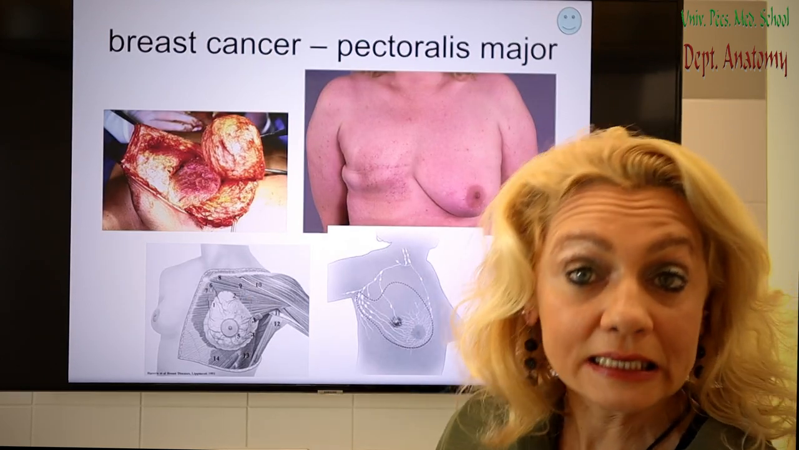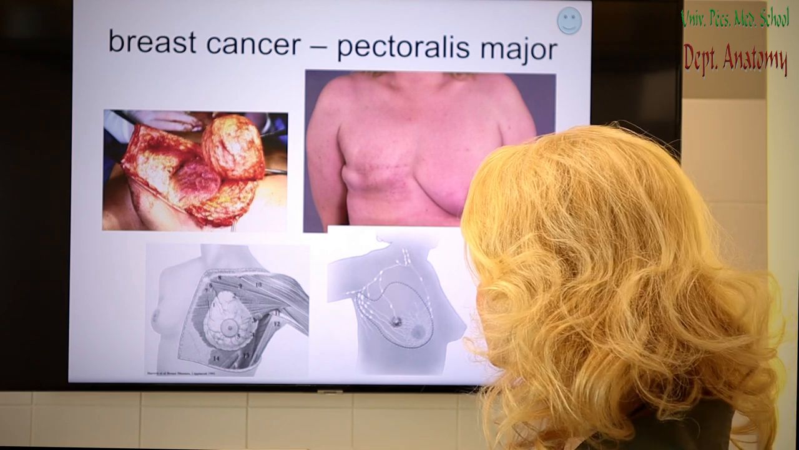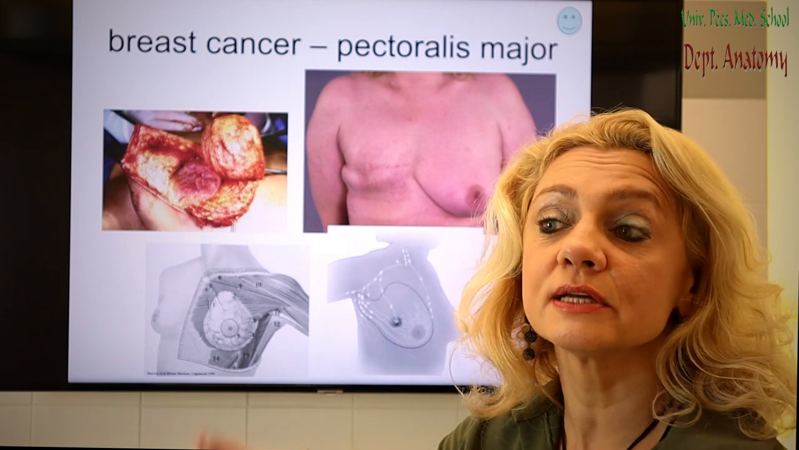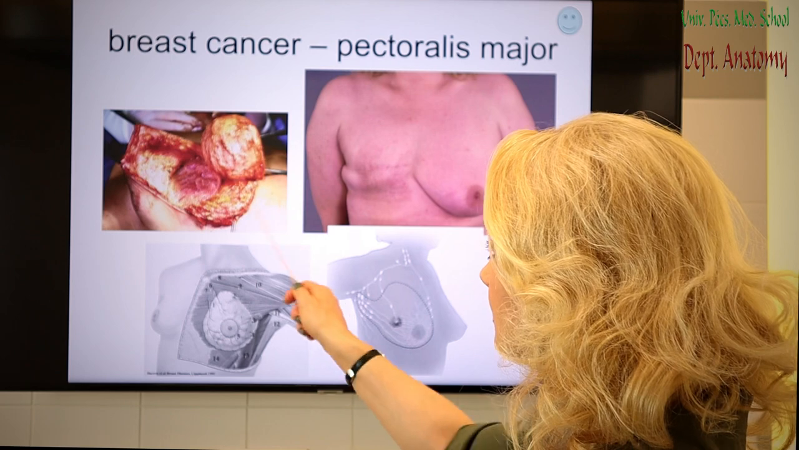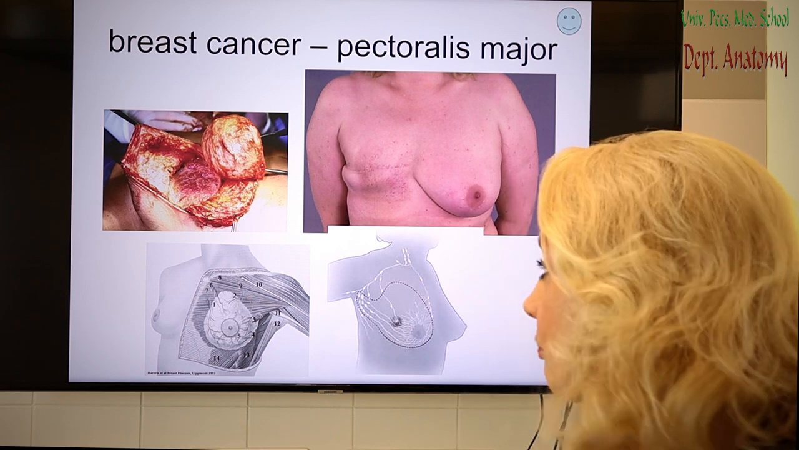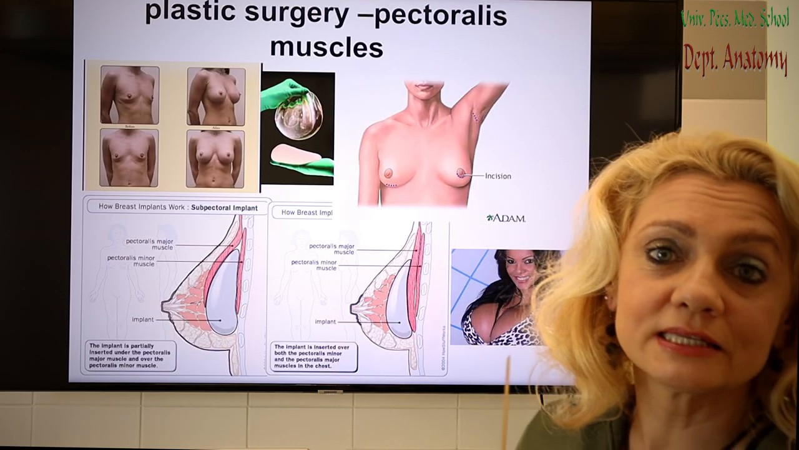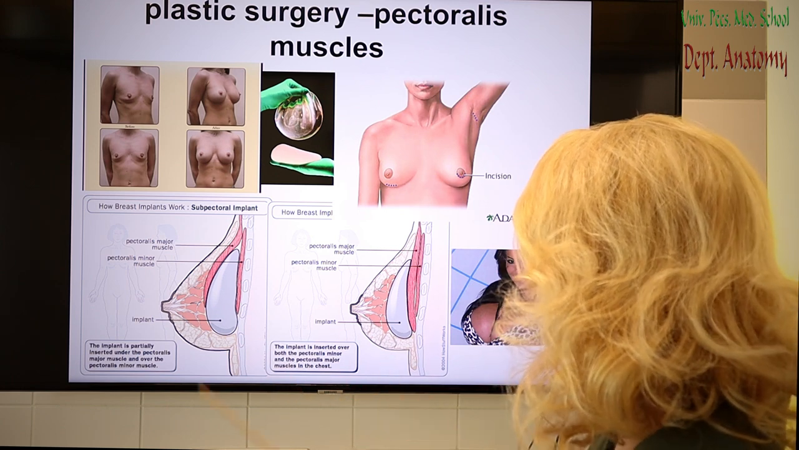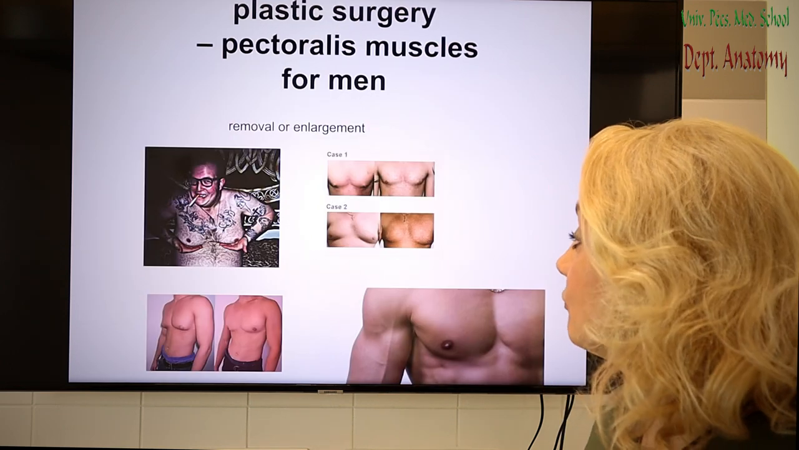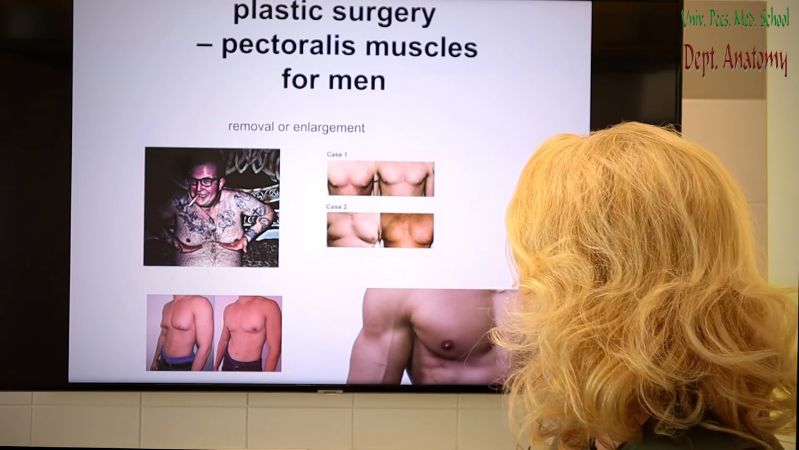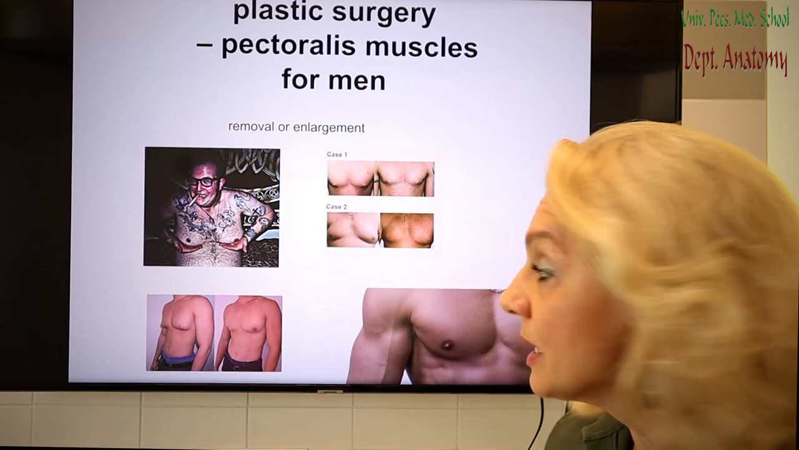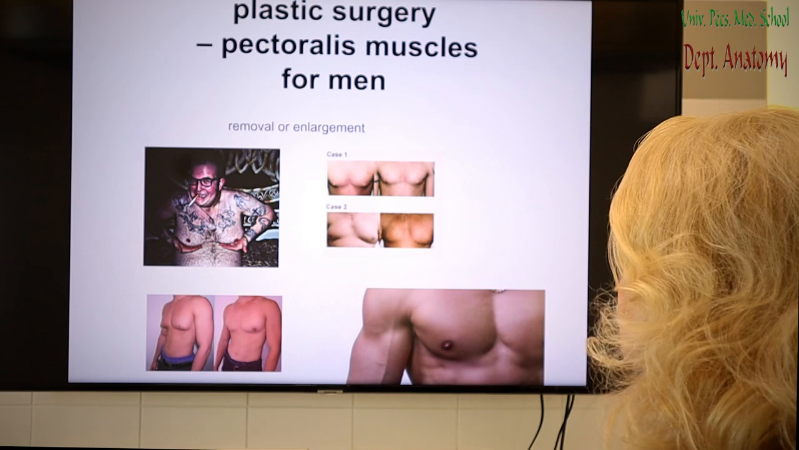And of course this has clinical importance as well. For example, in breast cancer, if it affects the muscle itself, the lymphatic vessels going through the muscle or between pectoralis major and minor, sometimes the muscle has to be removed as well in breast cancer operation. Or in plastic surgery, it's important because the implant can be implanted in front or between the two muscles, and this can also affect, of course, men, not only women. Some men want big pectoralis muscles without suffering in the gym, then they can have pectoralis implant.